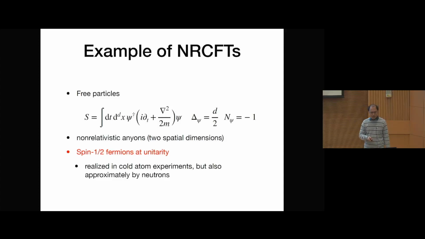There is a more realistic theory, realistic in the sense that it has been realized in experiments in nature. It's called spin 1/2 fermions at unitarity, and it is realized in cold atom experiments, but also approximately by neutrons in nuclear physics.